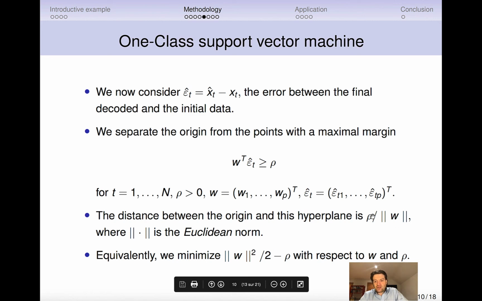You see this function increases with W and decreases with rho. Therefore, if we minimize this, that should amount to maximize this. And we minimize this with respect to W and rho. That is the objective function.